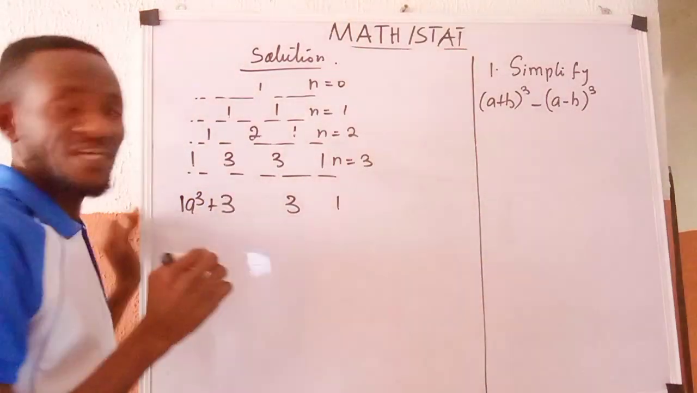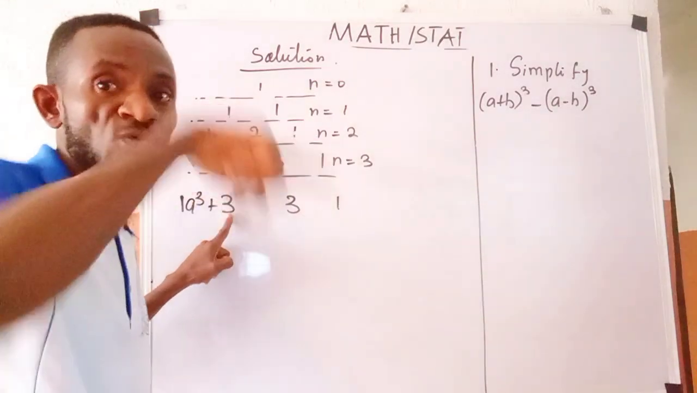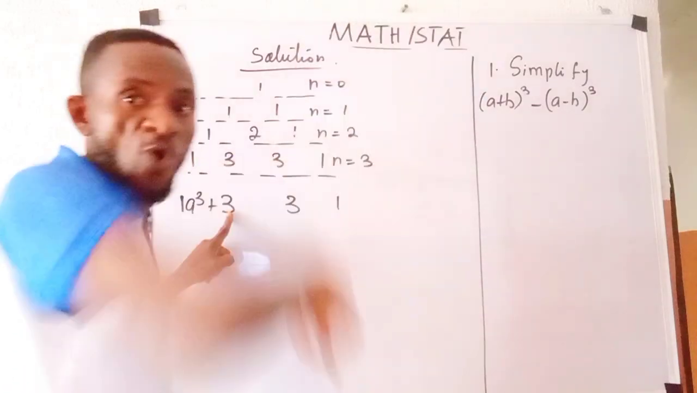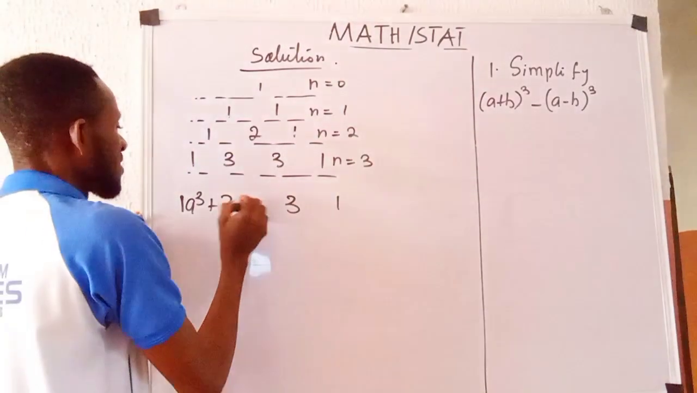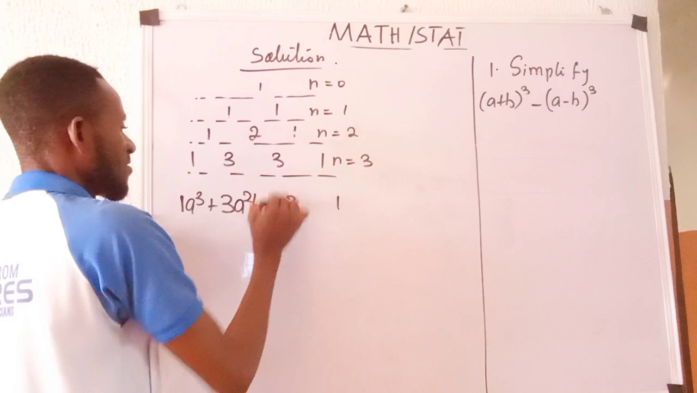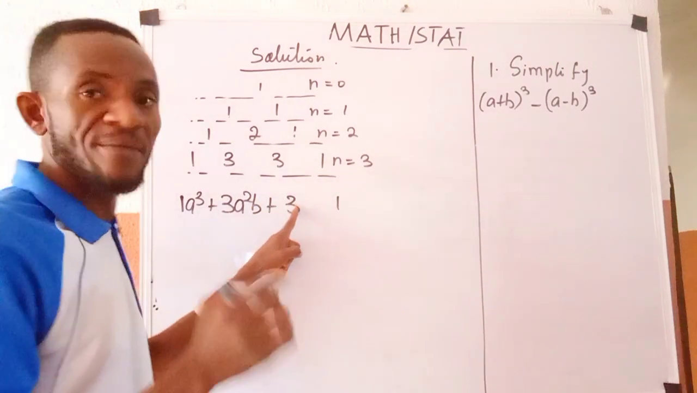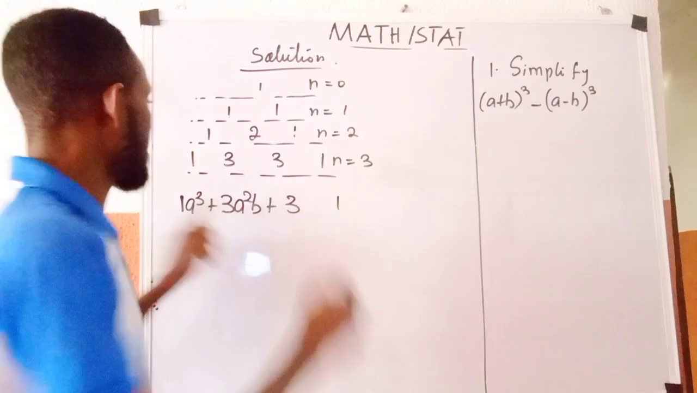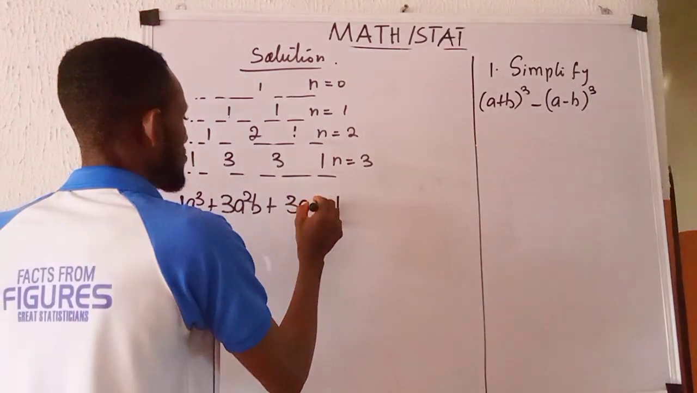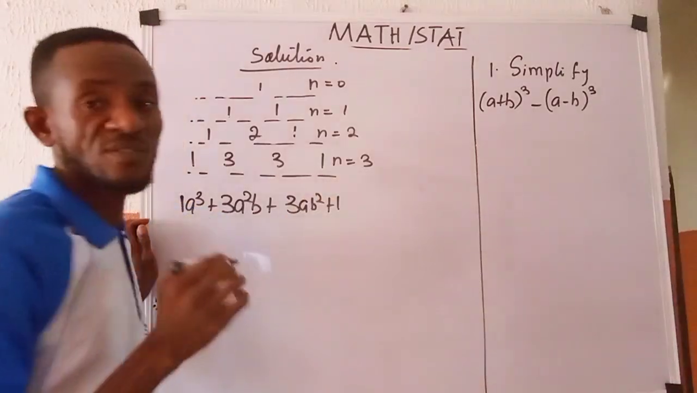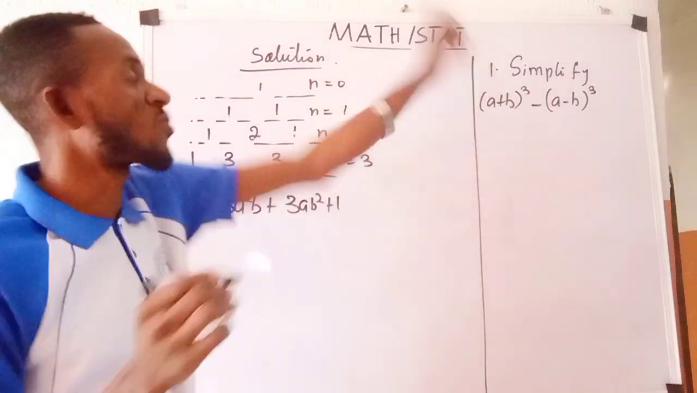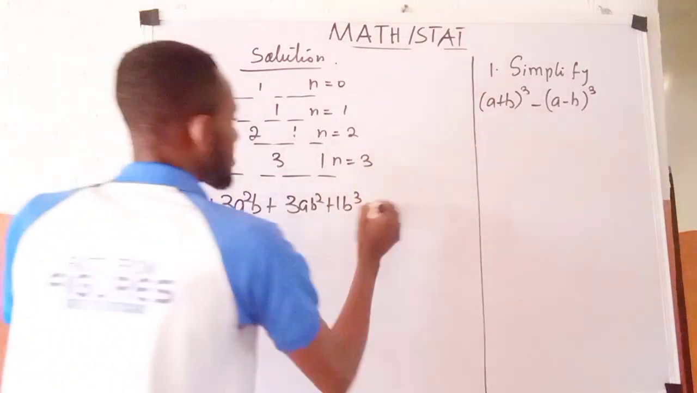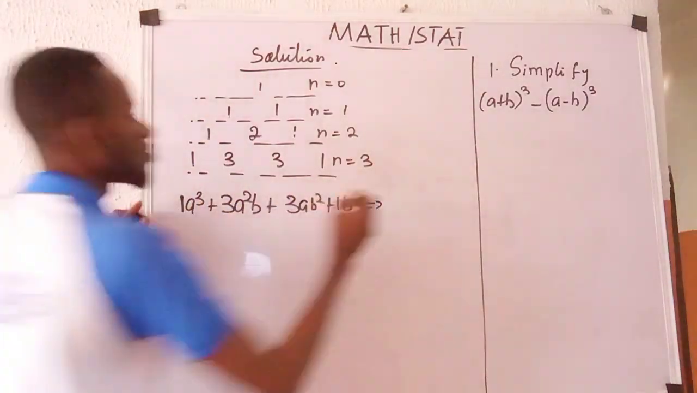In the second term, the power of A will reduce by 1, and B will now come in. So what I'm going to have here is A^2 B plus. In the third term, the power of A is going to reduce again by 1, so it is going to be A B^2 plus. Then here it is all going to be B, and we have B^3.